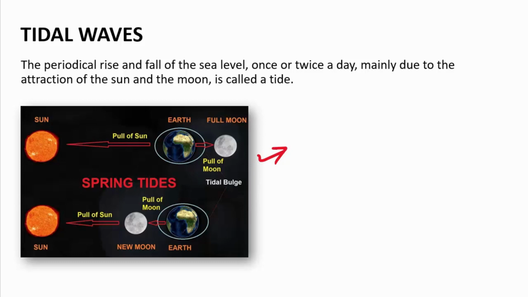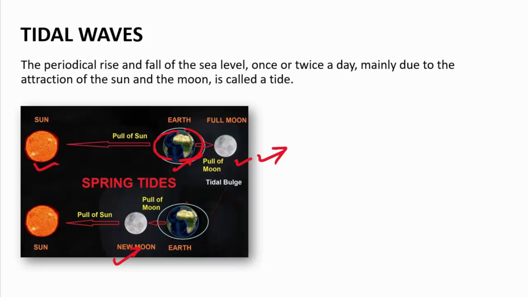Either the moon is between earth and sun, or the earth is between moon and sun. In both cases, both celestial bodies, sun and moon, apply their gravitational pull on the water of earth, and water being loose in structure, it gets attracted towards these celestial bodies, and there is a formation of tidal bulge, as you can see over here in the figure.